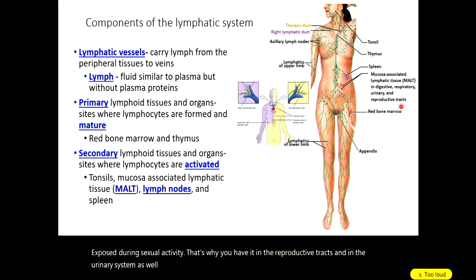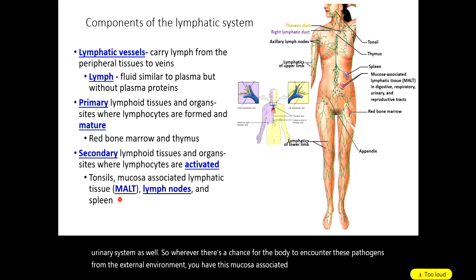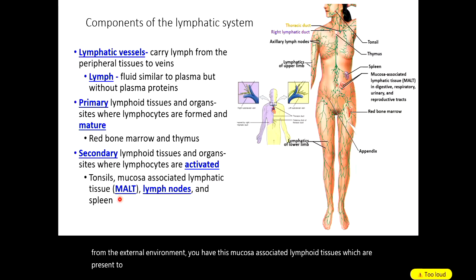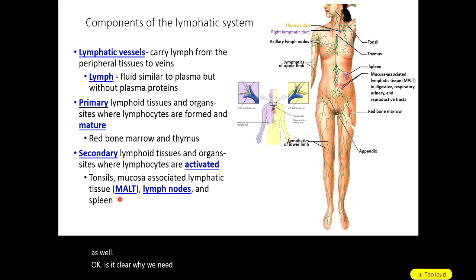So wherever there's a chance for the body to encounter these pathogens from the external environment, you have this mucosa associated lymphoid tissue present to deal with the pathogens and train the body in the future to deal with such pathogens as well. Okay, is it clear why we need secondary lymphoid tissues?